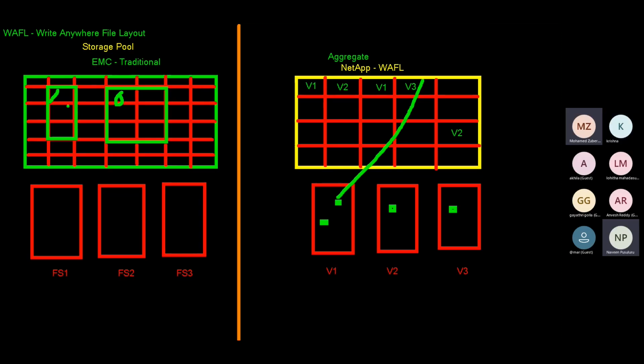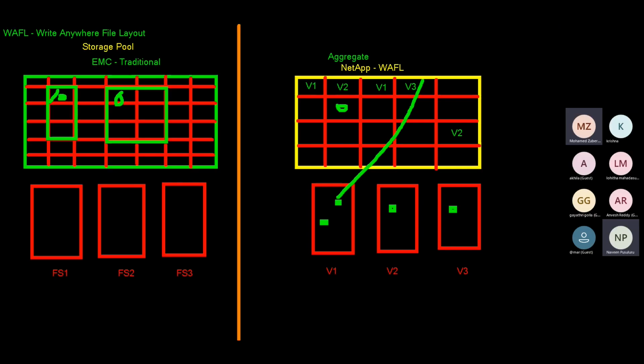Normally in EMC or in a traditional file system, it has to check what all blocks are reserved for this file system, and it has to go there and write the data, right? But in WAFL, it is not looking for any reserved blocks. It is looking for only free blocks. Whenever it finds a free block, it will write the data there.